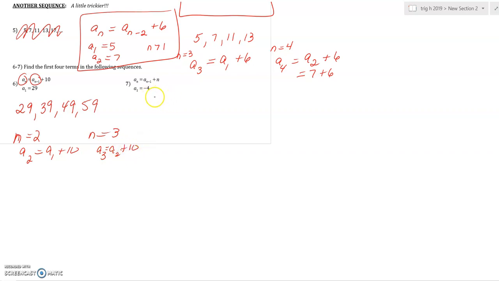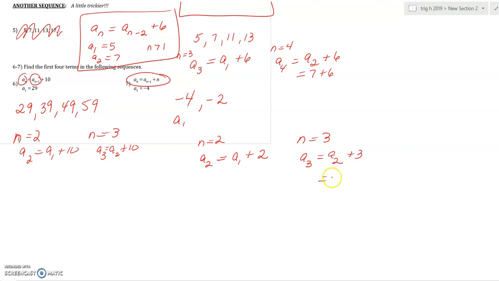What about this next one? It says any term, we're going to let n equal 2, and find the second term. According to my formula, it's the first term. Okay, so negative 4 plus 2 is negative 2. Let's keep going. Now if n is 3 and I want the third term, my formula says a sub n minus 1, so that's a sub 2 plus 3. The second term was negative 2, so negative 2 plus 3 is 1. Let's keep going. If n is 4, a sub 4 is a sub 3 plus 4. The third term was 1, so 1 plus 4 is 5.